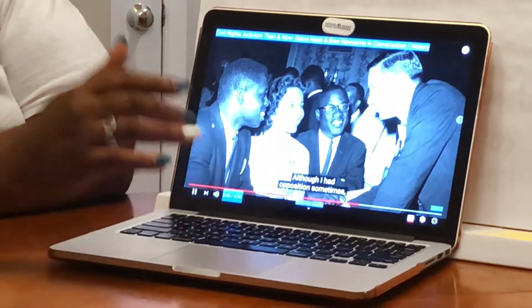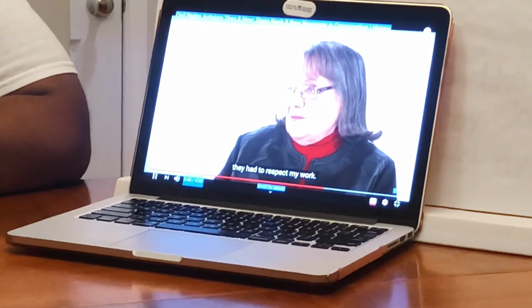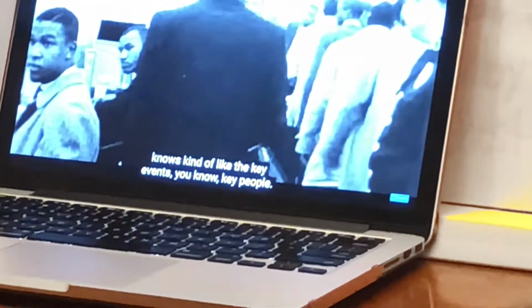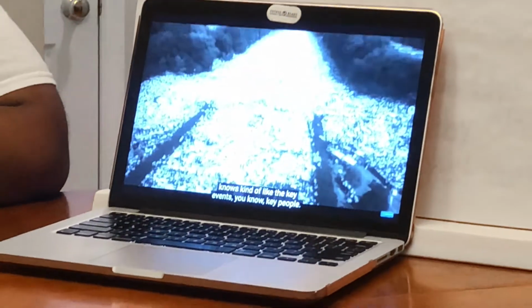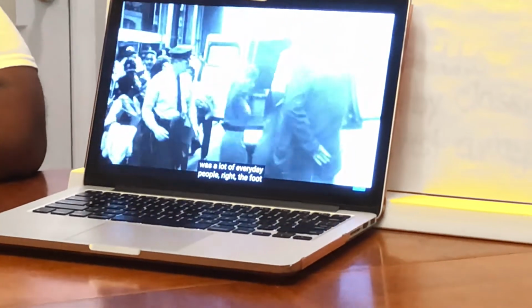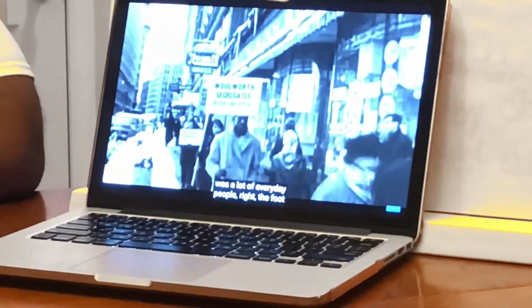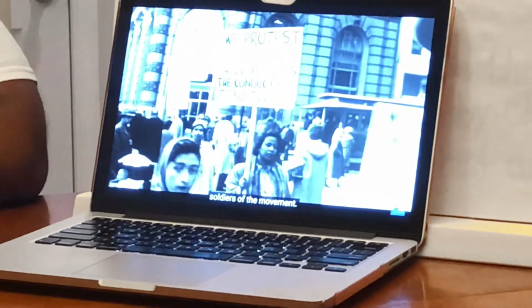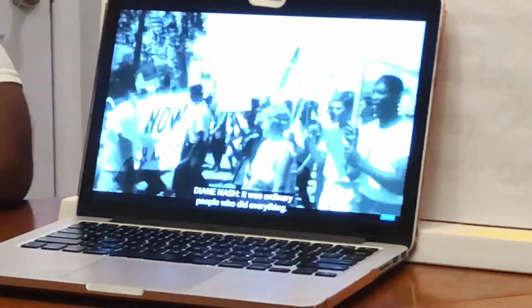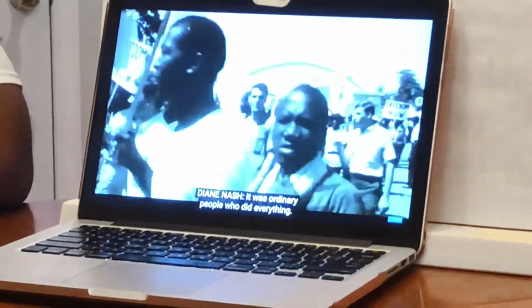Position, sometimes they had to respect my work. Particularly with the civil rights movement, everybody knows kind of like the key events, key people, but the movement as it existed really was a lot of everyday people, right? The foot soldiers of the movement. Can you speak a little bit more about that reality of how things happened? It was ordinary people who did everything.